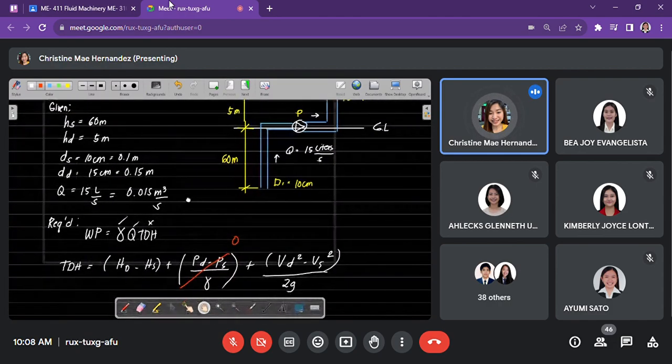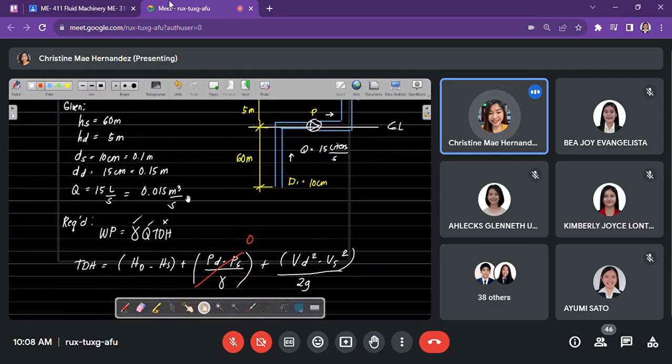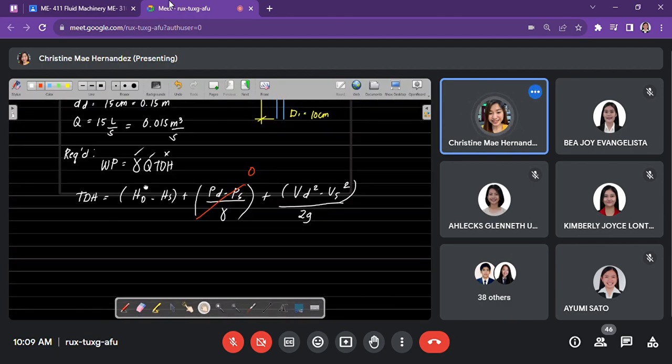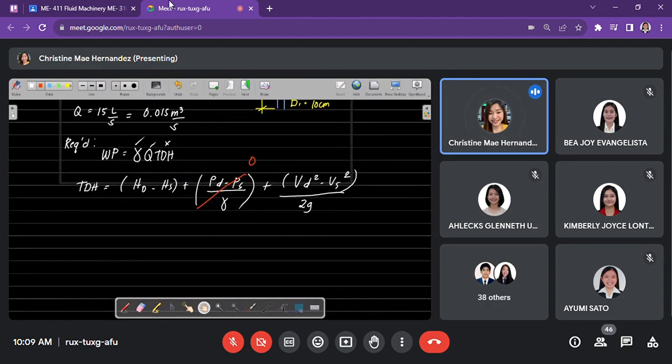Then, velocity head. Meron tayong velocity head na galing dito sa volumetric flow rate and sa ating pipe diameter sa inlet and sa outlet natin. Okay, so gagamit tayo ng continuity equation para ma-solve yung ating velocity at discharge and velocity at the suction. So, unahin muna natin i-solve yung velocity at discharge and velocity at suction.